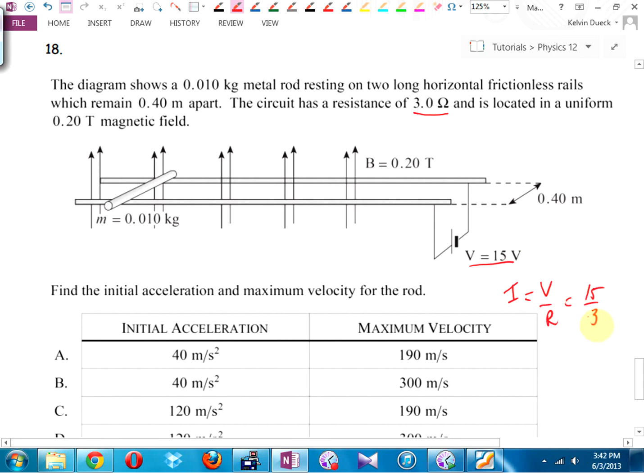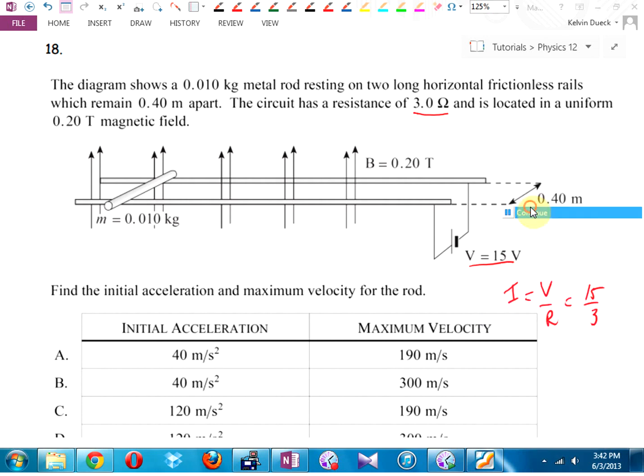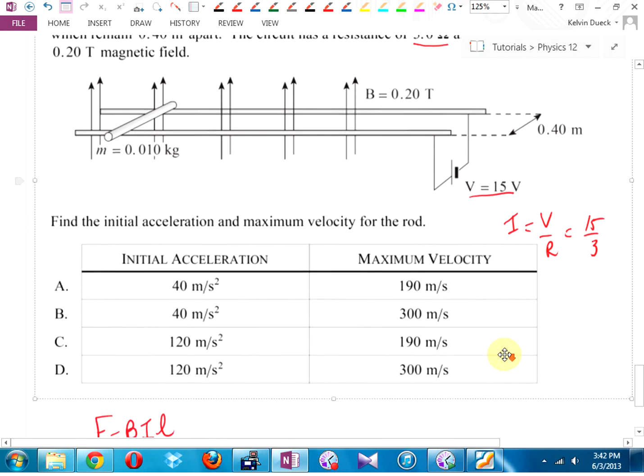Now, this is only at the start for a split second. Hetherington, please head to the office. Anyways, in your head, show 15 divided by 3.